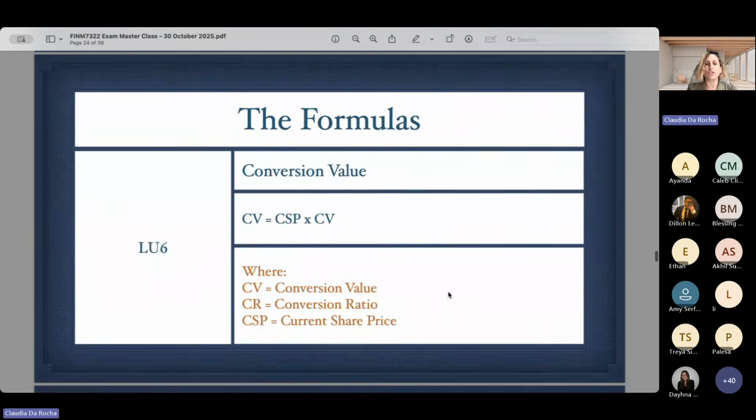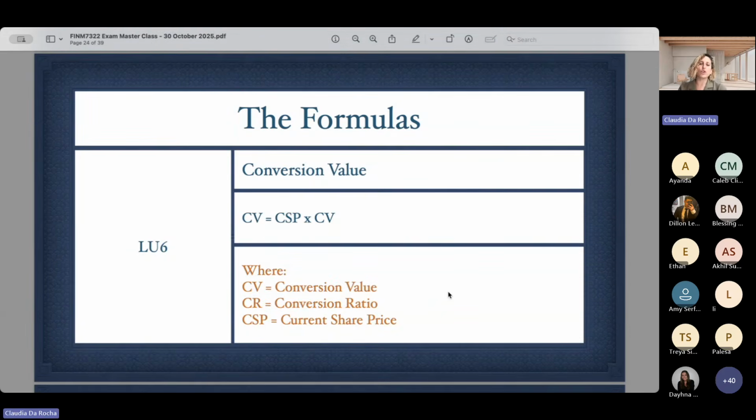Then we have the conversion value. Okay, so the conversion value is the value of this convertible instrument. So if we convert, what do we get? And the conversion value is your current share price times your conversion ratio. So that portion of that instrument that's convertible, what is that value? Okay, what is it worth?